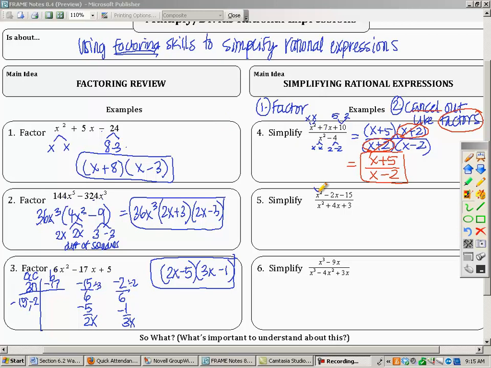I can factor x squared as x and x. I can factor negative 15 as 5 and 3, and the 5 has to be negative because I want it to add to a negative 2. So in my numerator, I get a factor of x minus 5 and a factor of x plus 3. And I'm going to do the same thing in my denominator. X squared is an x and an x. The only way to get 3 is 1 times 3, and 1 plus 3 adds to 4. So I have an x plus 1 and an x plus 3.